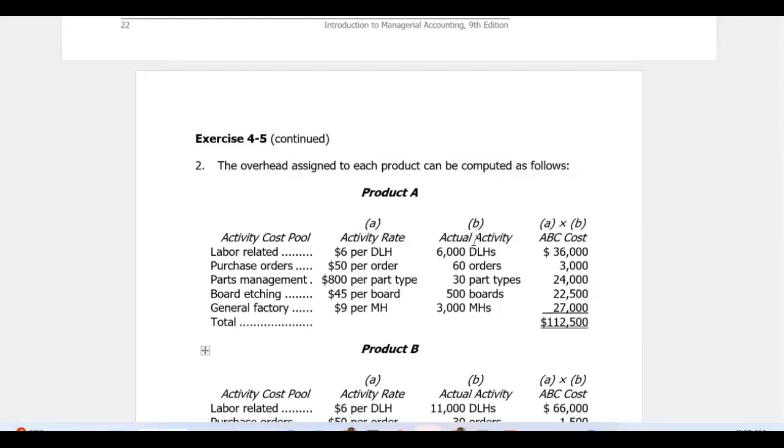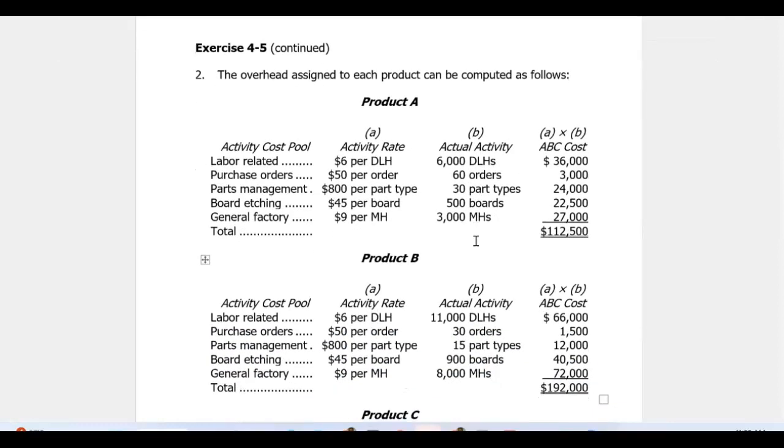And that was problem exercise 4-5. Okay, hopefully you got the idea.